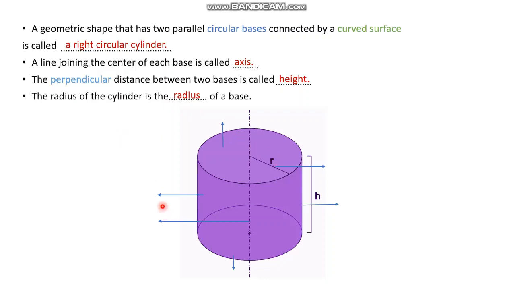Let's fill in these parts. First, let's think about this line. What is the name of this line? Yes, axis. And what was this length? Yes, this is the height of a right circular cylinder. And R, this is the radius of this circle, and it's also the radius of a right circular cylinder.